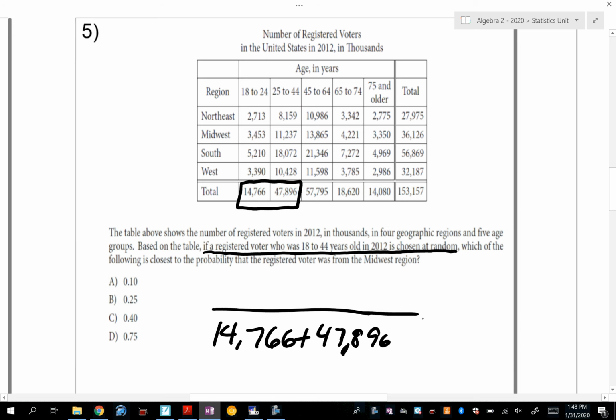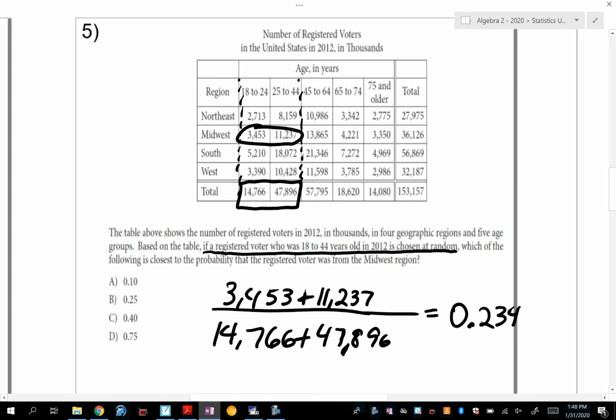Okay? And the numerator says, if I'm only looking at these categories, what's the likelihood you'll get someone from the Midwest? That's those 2 there. That's the numerator. Use the calculator to get your answer. And I believe the answer is like 0.234, something like that. And this is one of those questions where it's which one's the closest to it, and 0.25 is the closest to 0.234. Okay.